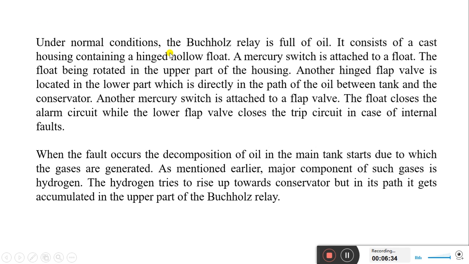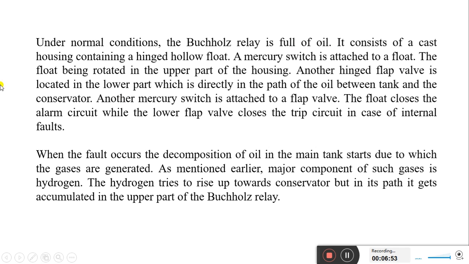So under normal condition, the Buchholz relay is always full of oil. Inside the transformer tank, transformer oil is filled, which provides cooling for the transformer winding.